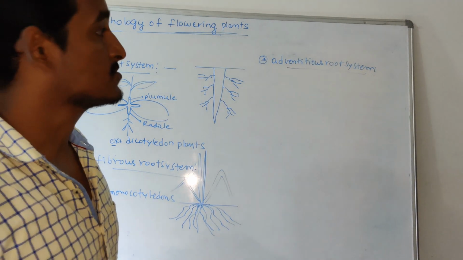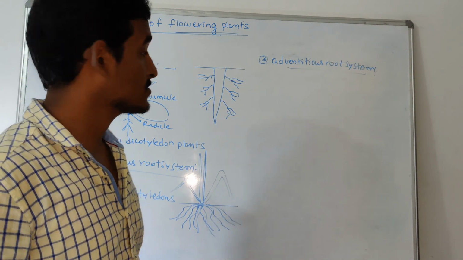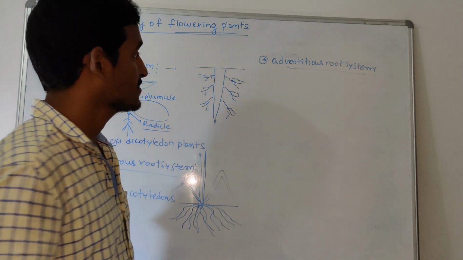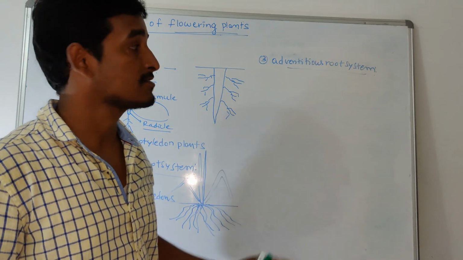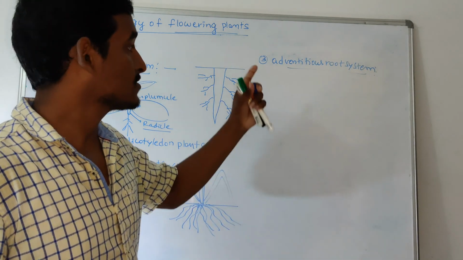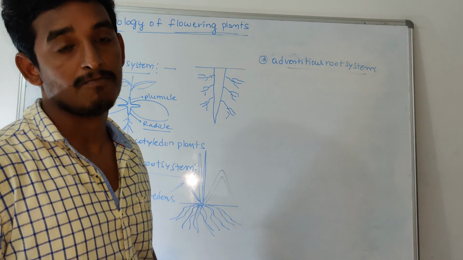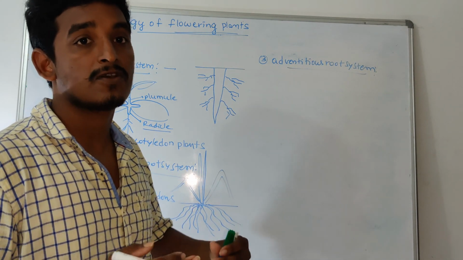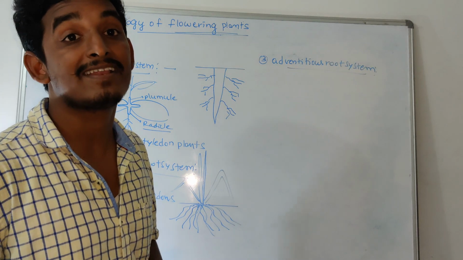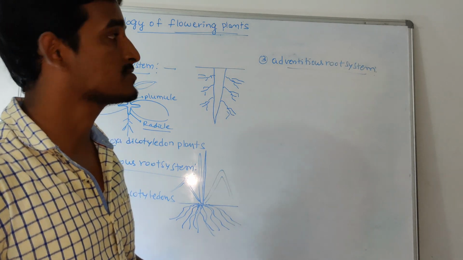What about adventitious roots? Up to now we have discussed taproot and fibrous roots. Generally the roots originate from the radicle. But in the adventitious root system, the roots originate from parts other than the radicle. Like in a banyan tree, the roots originate from the stem portion. If you take a bryophyllum leaf, that leaf will produce adventitious roots. That type of root system is called the adventitious root system.